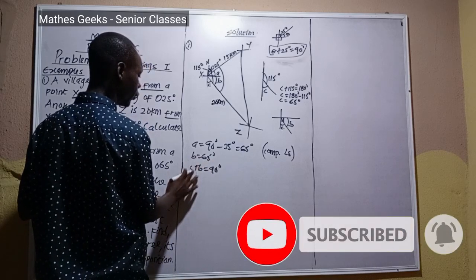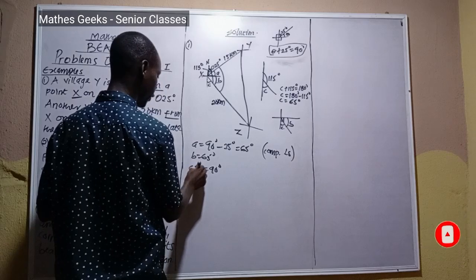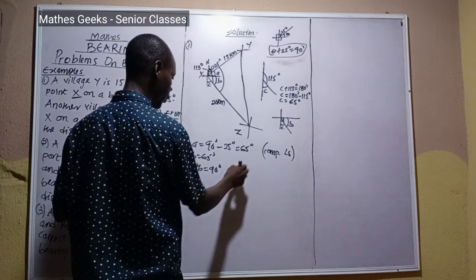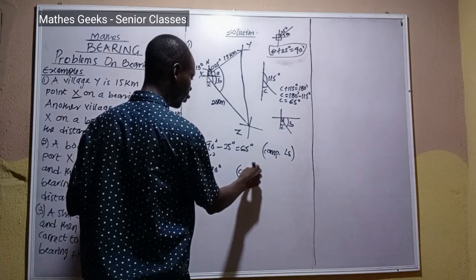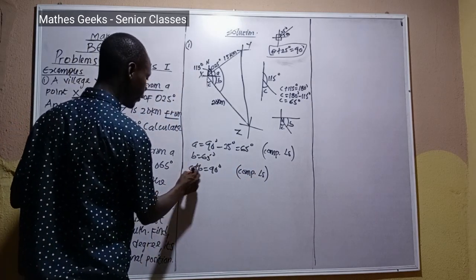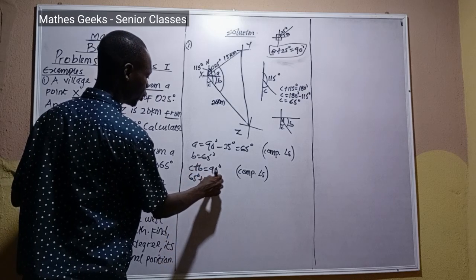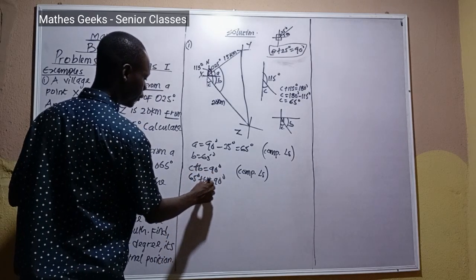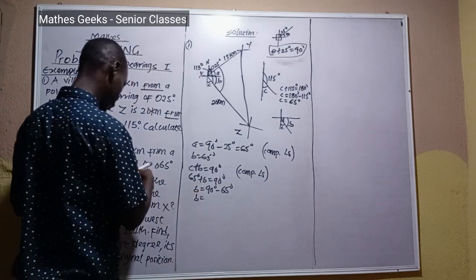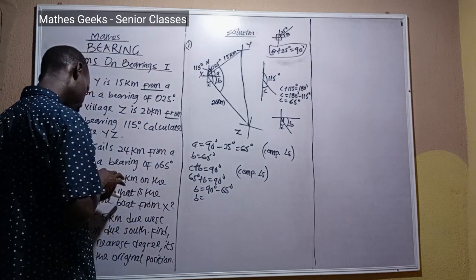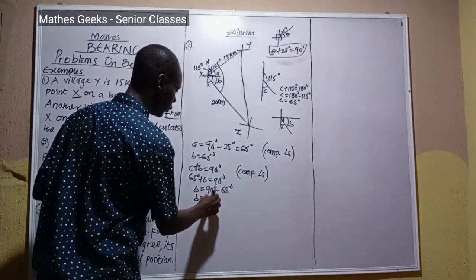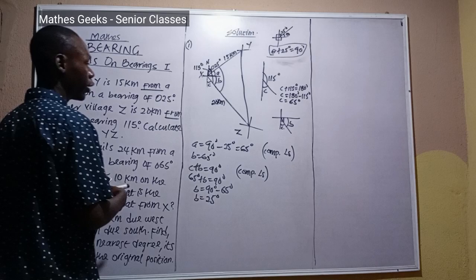So C plus B is equal to 90 degrees, and what do we say this is? Also complementary angles again. So C is 65 degrees. 65 degrees plus B is equal to 90 degrees, and B is equal to 90 degrees minus 65 degrees. So B is equal to what? 90 minus 65 equals 25 degrees. So that's the value of B.